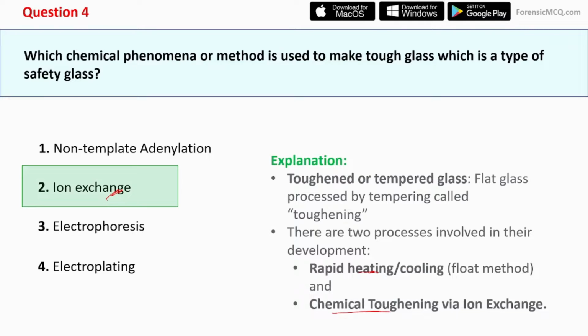And the second method is chemical toughening via ion exchange. In this method, small ions in the soda lime glass get replaced by larger ions.